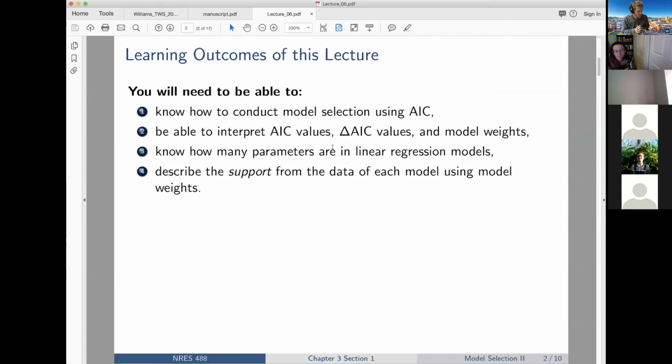We'll talk about model weights in lab three. Model weights are basically, think of a piece of pie, how much of the pie each model gets. Model weights have to sum up to one, so each model gets some proportion of that one, some proportion of the pie. And if a model has a big proportion of the pie, it's a lot better than the other models. If you have two models that have about equal proportion, then both models may be pretty good.